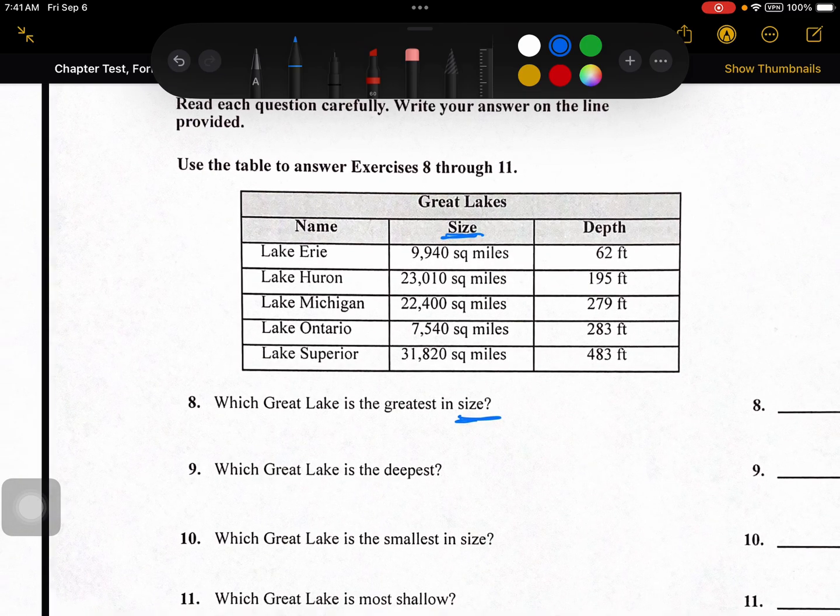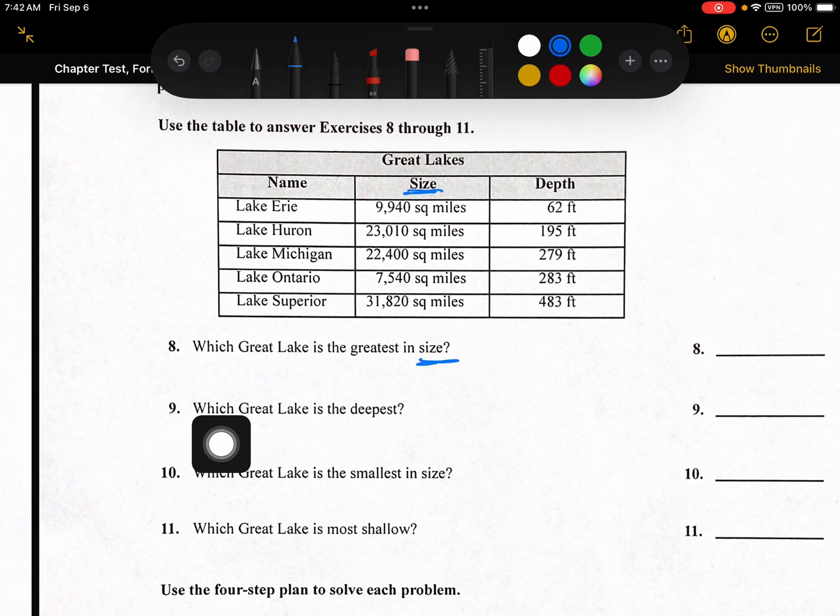All right, number 8, you're going to be using this table right here to help you out. Number 8, which Great Lake is the greatest in size? So you're going to look down this size category and analyze your numbers and see which one of those numbers is the biggest, and that'll be your answer for 8. Next, which Great Lake is the deepest? You're going to look at this category for depth and see which one of these is the biggest number, showing you the deepest. That'll be your answer for number 9.